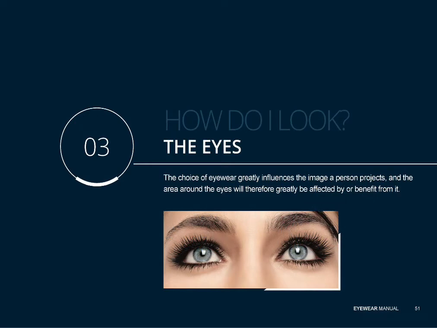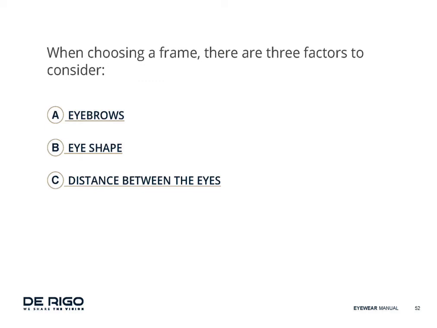The eyes. The choice of eyewear greatly influences the image a person projects, and the area around the eyes will therefore greatly be affected by or benefit from it. When choosing a frame, there are three factors to consider: eyebrows, eye shape, and distance between the eyes.